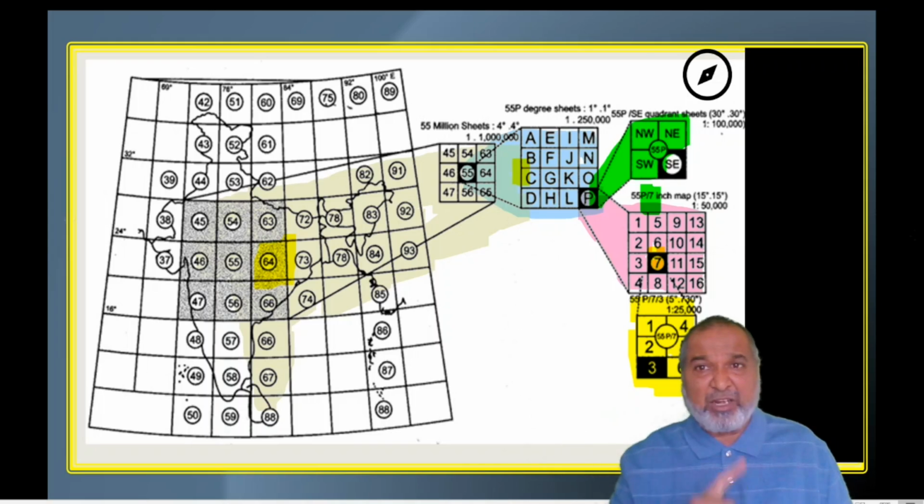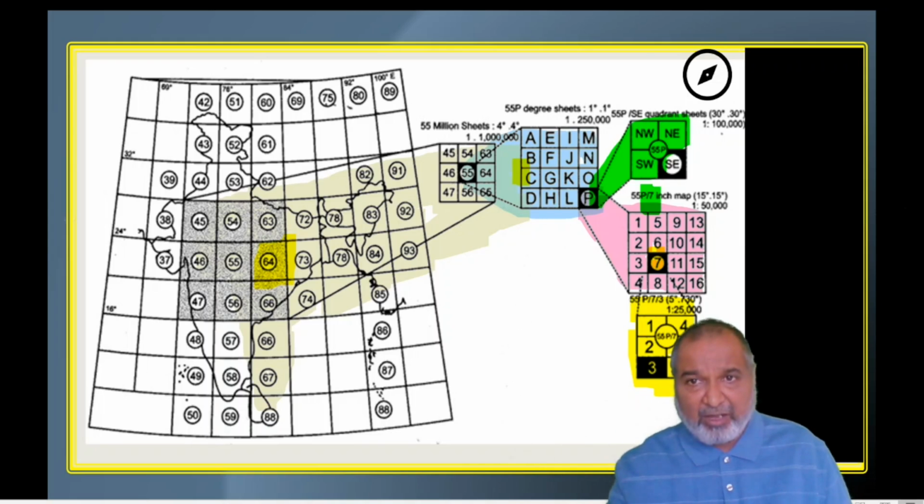Again, each one is exactly a square. Again, from there, take number 7. That is, we have taken 55. Then how are you going to write the number? 55, and in that we have taken P.